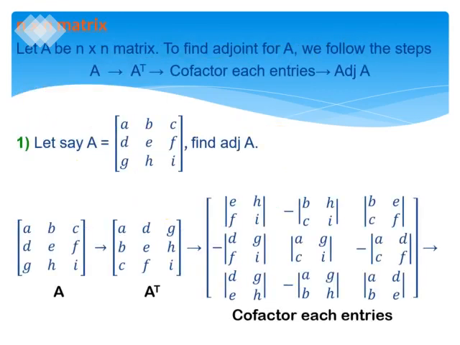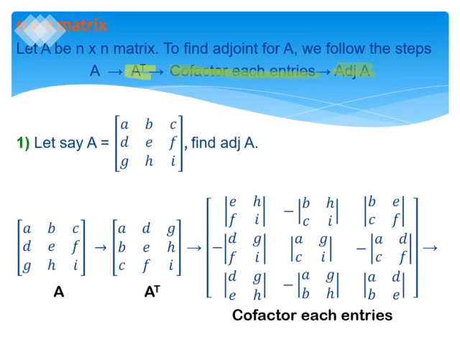Now we move to n times n matrix. So we go for A, an n times n matrix. To find the adjoint of A, we have to follow the steps. So what are the steps? For the first one, we transpose A. Second one, we have to find the cofactor for each entry. So remember back, cofactor. And then the cofactor matrix is the adjoint of A.